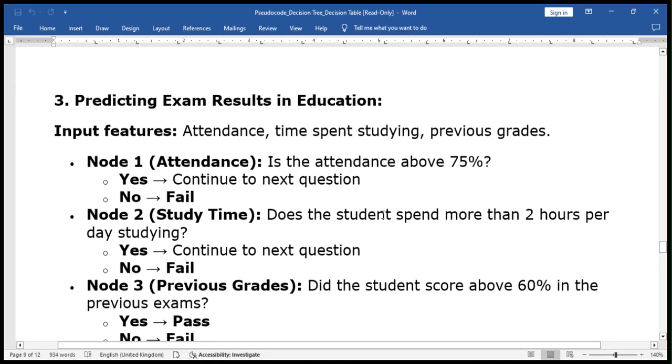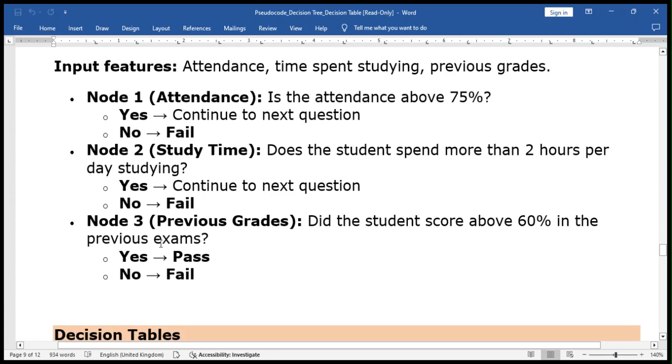So this is also another decision tree. The inputs or the nodes are attendance, time spent studying, and previous grades. Node one, attendance. Is the attendance above 75%? Yes, continue to the next question. No, then it is considered a fail. Node two, study time. Does the student spend more than 2 hours a day studying? If yes, continue evaluating. If no, then the student is considered failed. Then node three, previous grades. Did the student score above 60% in the previous exam? If yes, assign pass. If no, assign fail.